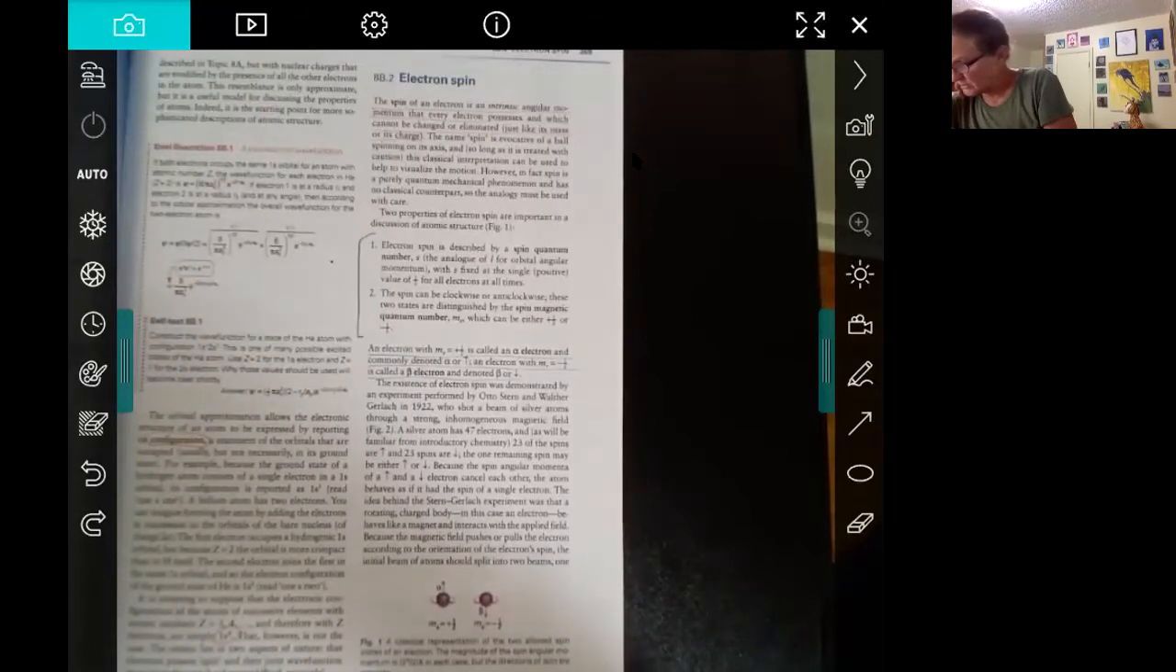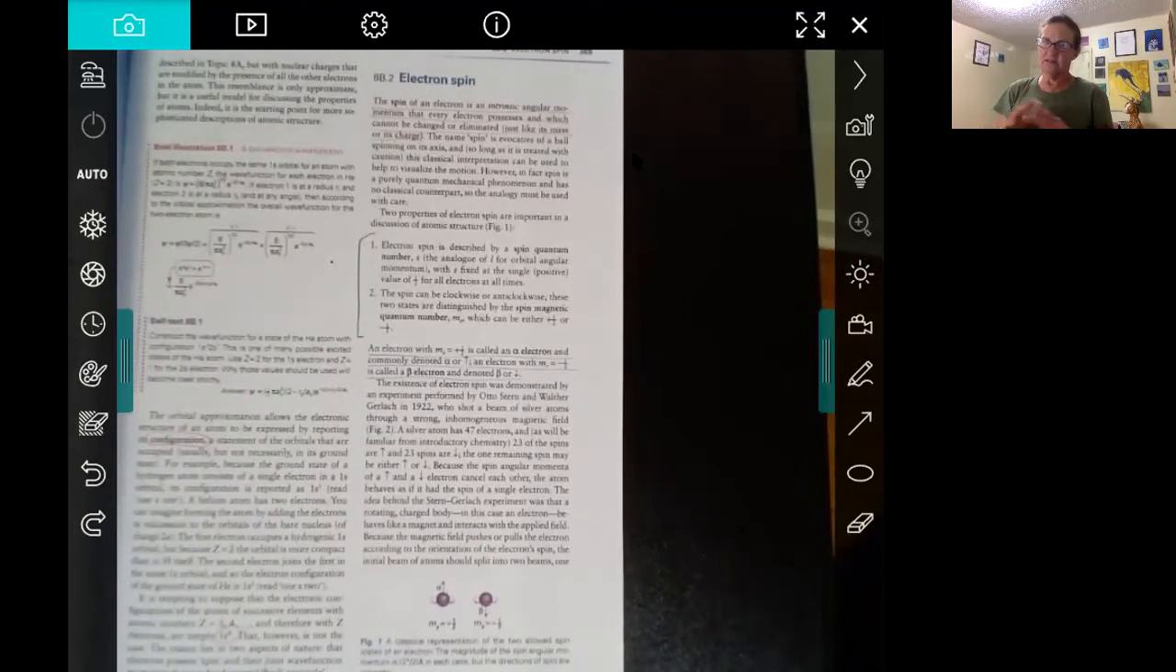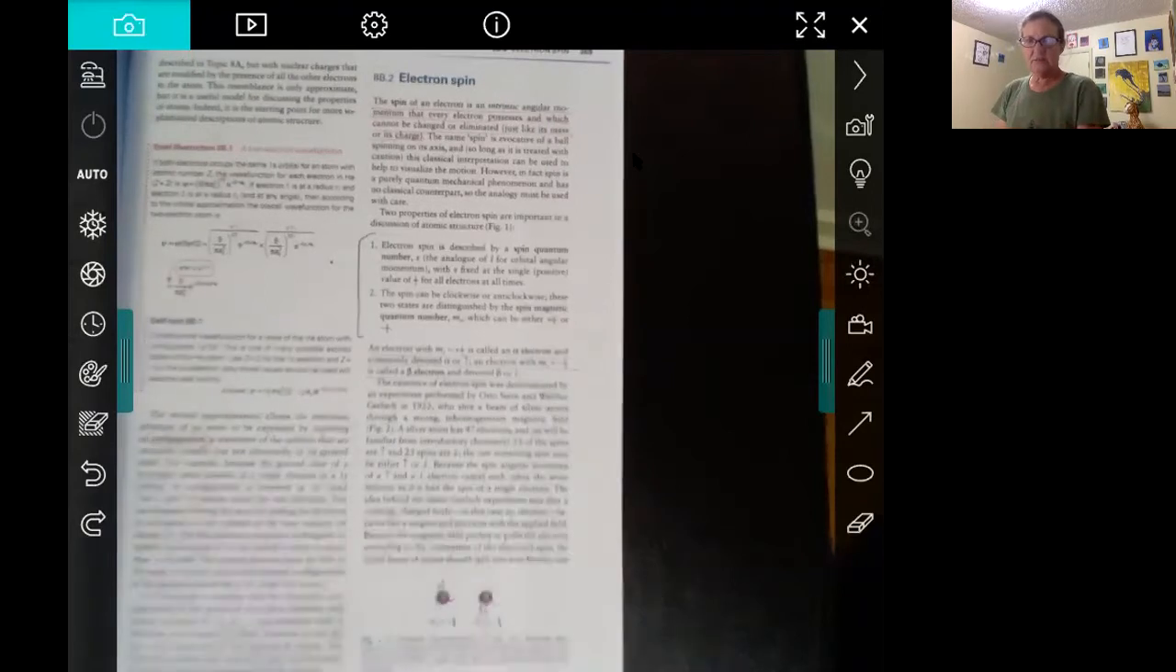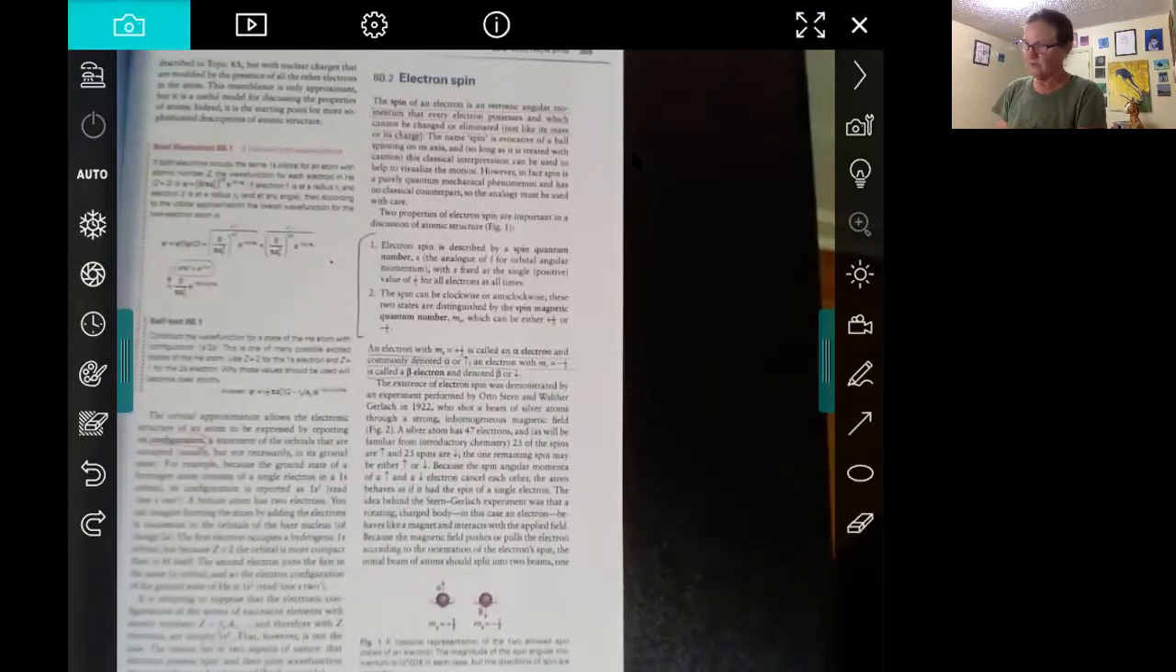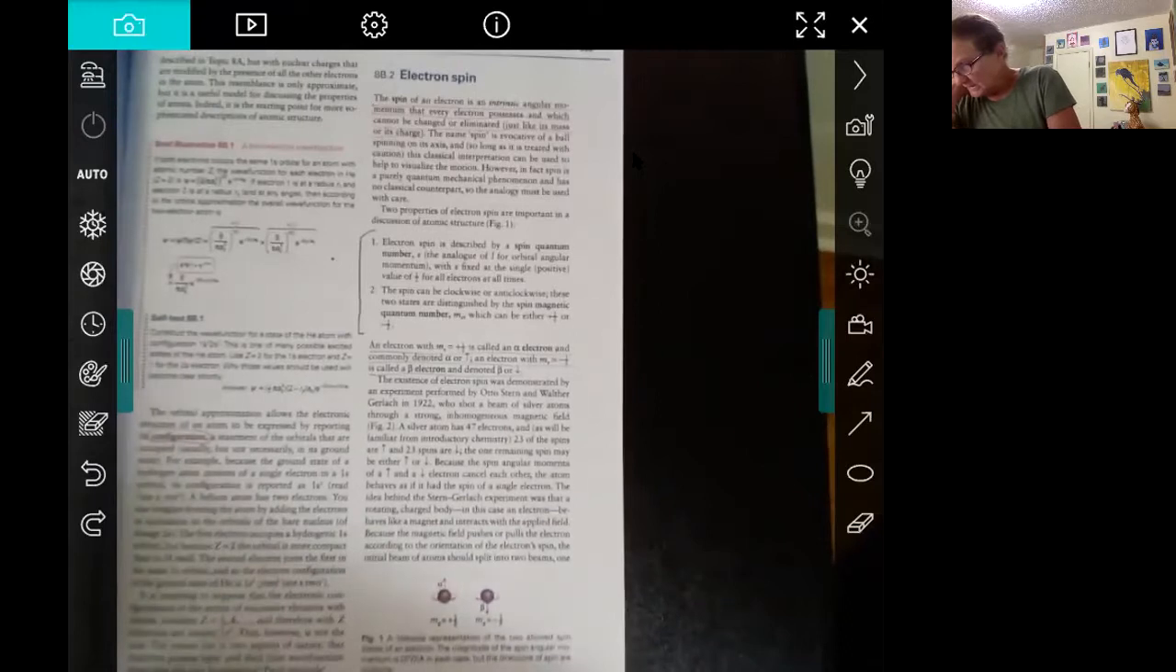Number 1, electron spin is described by a spin quantum number s, and it's similar to the orbital angular momentum quantum number L. It has a fixed value, it's positive, and it's 1/2 for all electrons at all times. Electrons don't have a different spin value. It's an intrinsic property, just like electrons have a mass and a charge. That's a fundamental property of them. Number 2, the spin can be clockwise or counterclockwise, and these 2 states are distinguished by the spin magnetic quantum number.